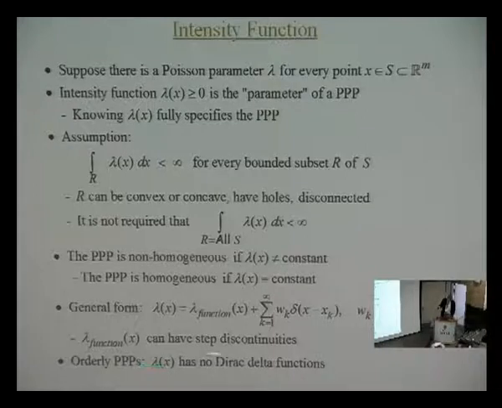So an orderly PPP is one that's just defined on the space. It does not have Dirac delta functions. So when you look at this general function here and this sum over Diracs, it's gone. So that makes it orderly. If it is orderly, then the probability that 2 points in a given realization of the point process are the same is 0. If it's not, if there's a Dirac delta function in here, there is a probability that in fact you'll get the same realization with 2 points located at the points x of k.